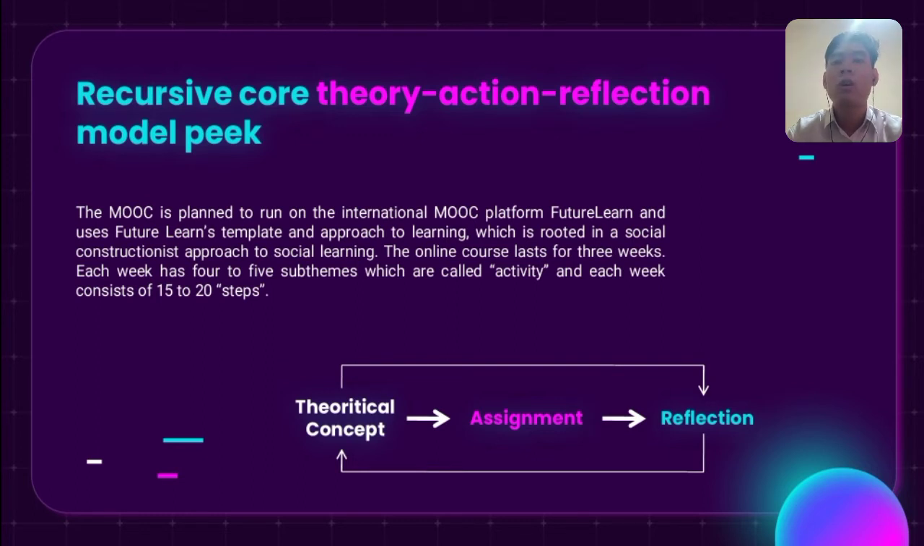The overall approach adopted to work with storytelling and scriptwriting in the MOOC to create forms of online engagement, however, is to develop what I call a recursive core theory action reflection model.